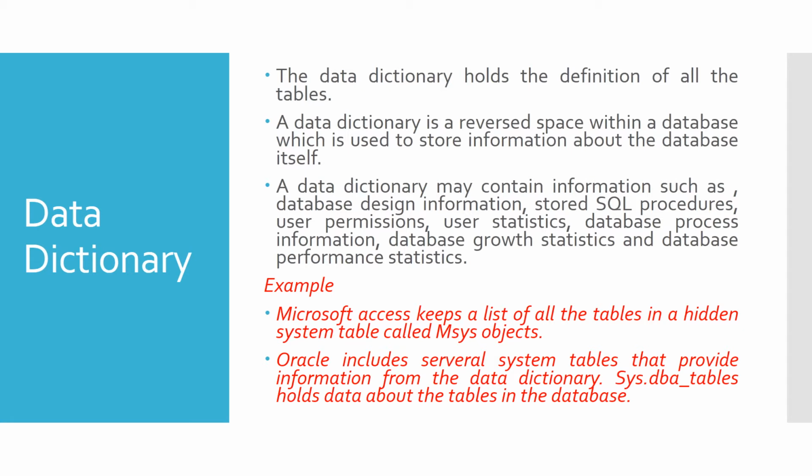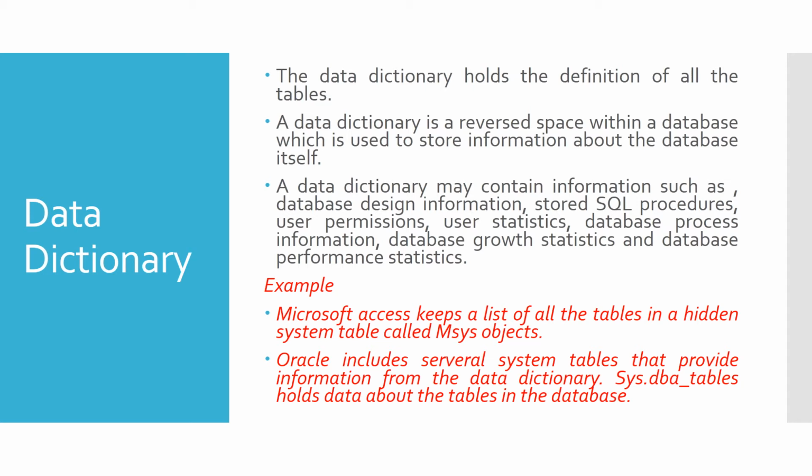The next component is the data dictionary. The data dictionary holds the definition of all the tables. A data dictionary is a reserved space within a database which is used to store information about the database itself. A data dictionary may contain information such as database design information, stored SQL functions, user permissions, user statistics, database process information, database growth statistics, and database performance statistics.